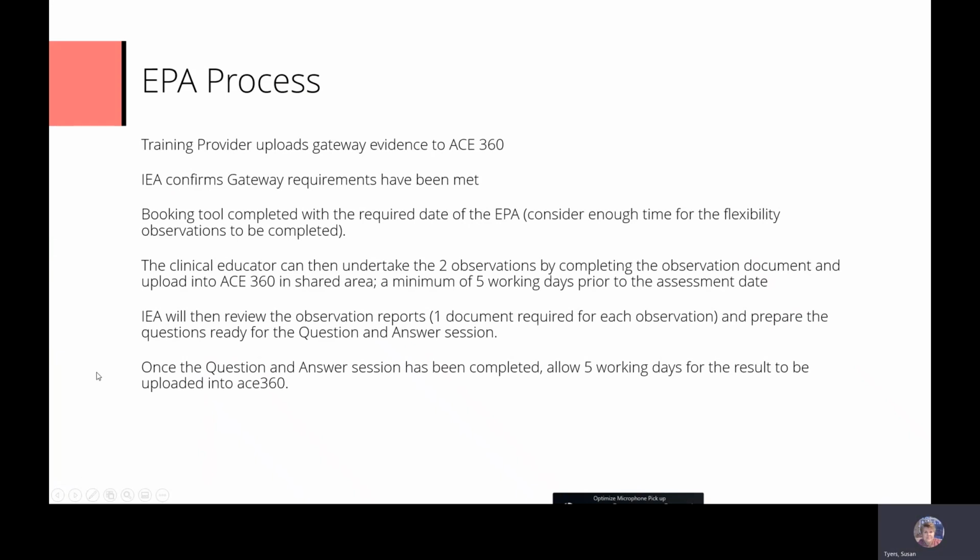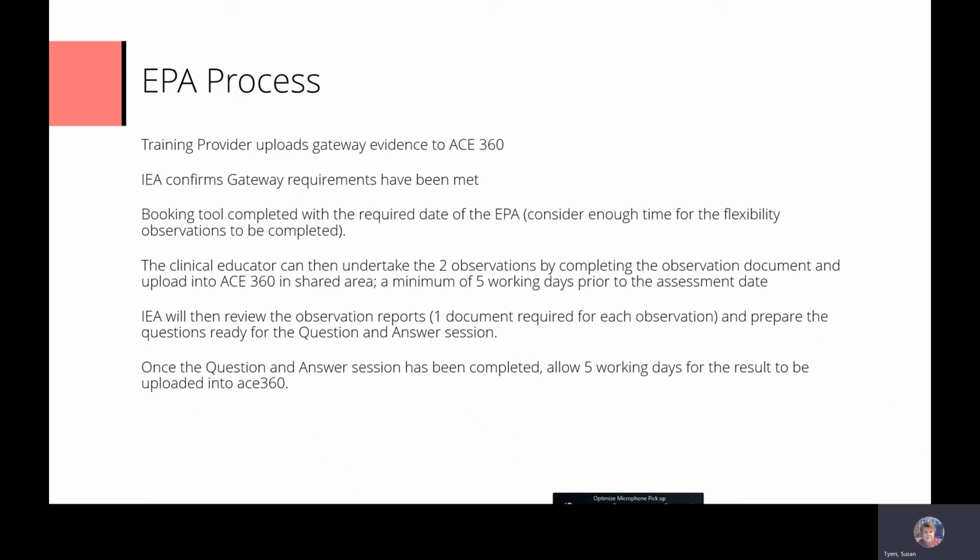So our EPA process is: the training provider uploads gateway evidence to ACE 360, which is the system we use for EPA. The independent endpoint assessor confirms gateway requirements have been met, and then the status changes from gateway to EPA approved. The booking tool is then completed by the training provider with the required date of the EPA. But please consider a little bit of additional time, because the two observations have to be conducted before we can do the question and answer session.